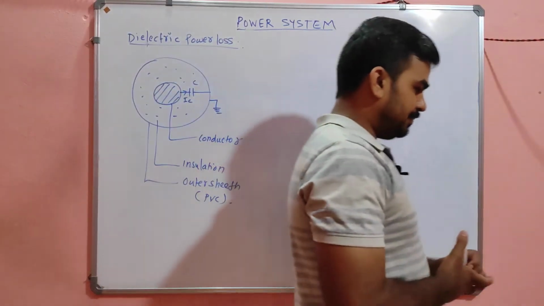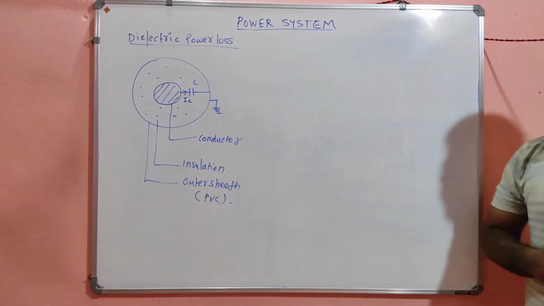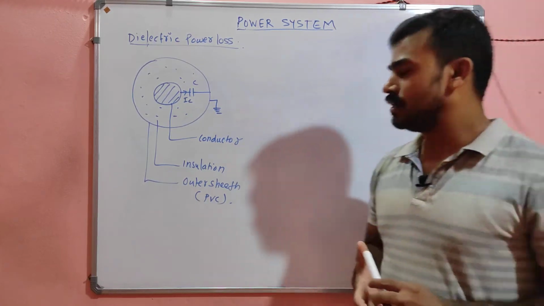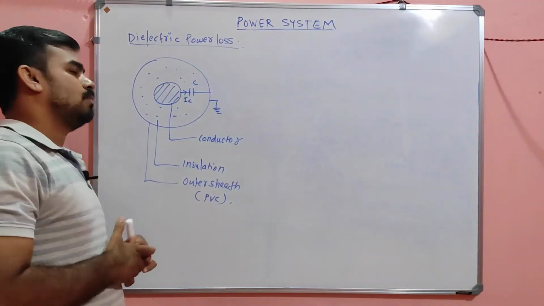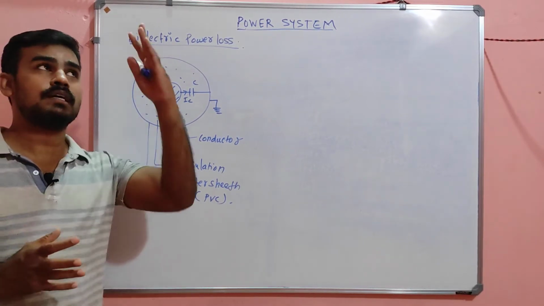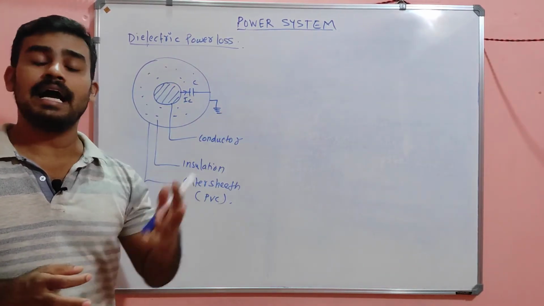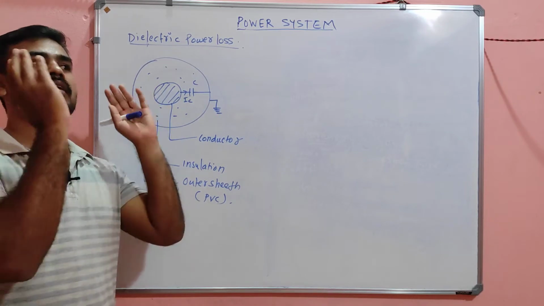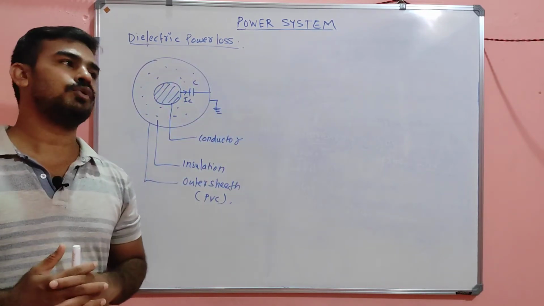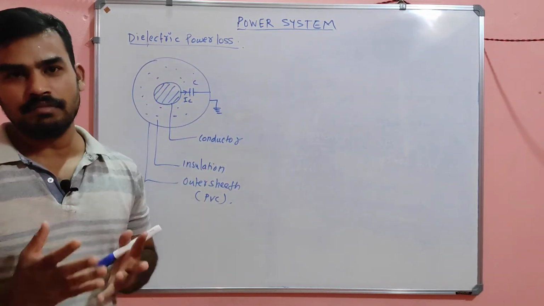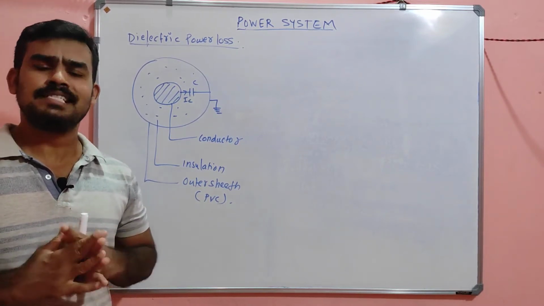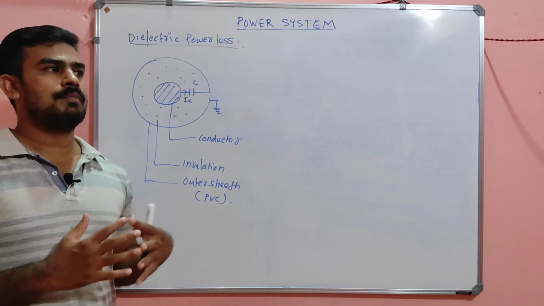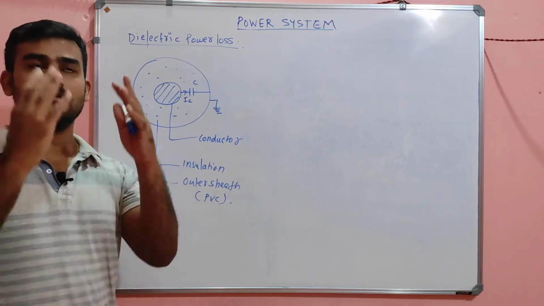Hello my dears. So now we are going to discuss the concept of dielectric power loss. Just as in the overhead transmission line there are I square losses, because whenever there is a flow of current through the conductor there will be I square losses, we have to consider that loss also for the performance analysis of the overhead transmission line.